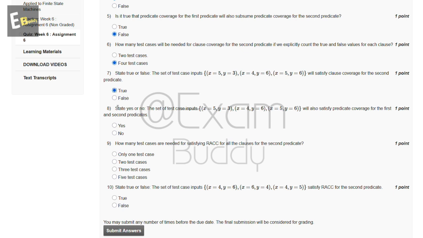Now the eighth question is, state yes or no. The set of test case inputs x equal to 5, y equal to 3; x equal to 4, y equal to 6; x equal to 5, y equal to 6 will also satisfy predicate coverage for the first and second predicate. So these are the options, yes and no. So the answer of our eighth question is A, yes.